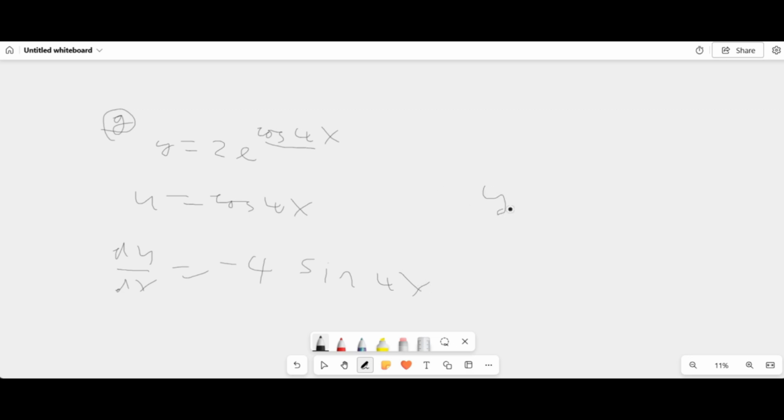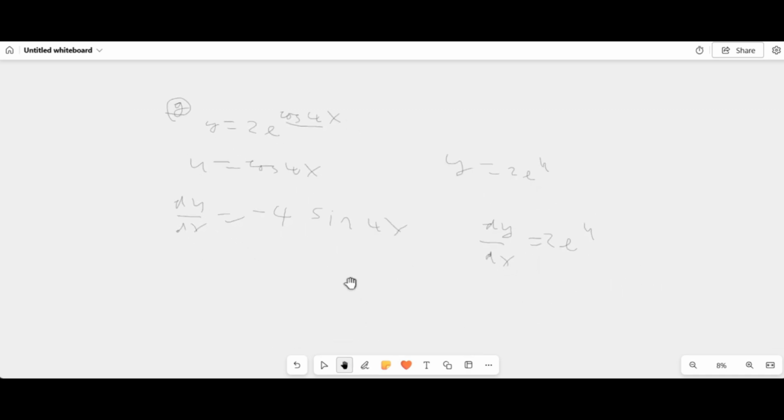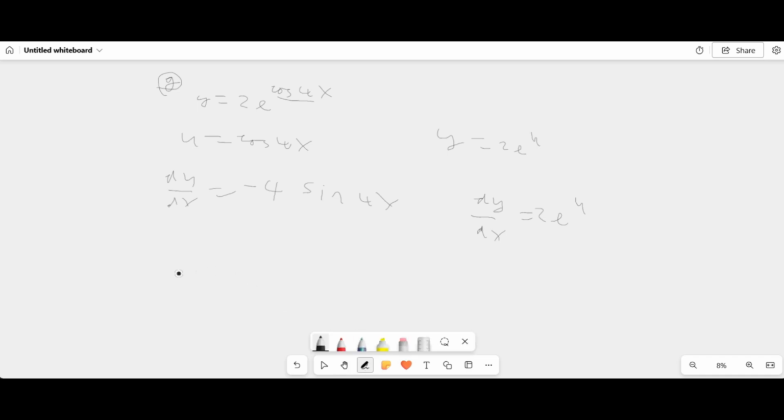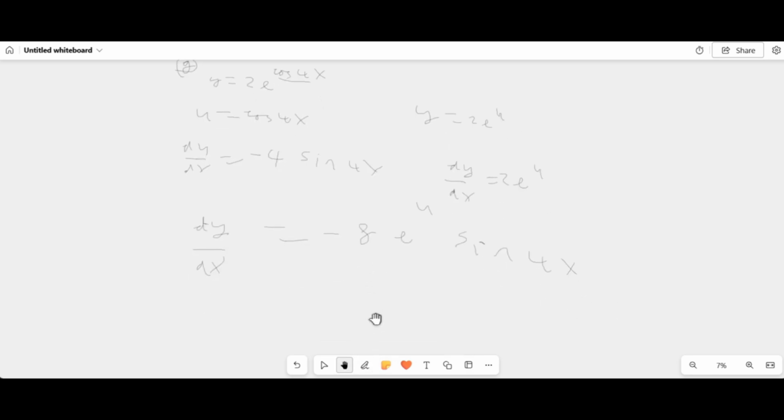Okay, now y is equal to 2e to the power of u. Now dy over dx is going to be that differentiated, so basically the same, because e to the power of u differentiated is the same. And now you just times them together. Do a little multiplication. And that's 2 times minus 4, which is going to be minus 8 e to the power of u sine 4x. And obviously e to the power of u was just cos 4x here, so that's just minus 8 e to the power of cos 4x sine 4x.